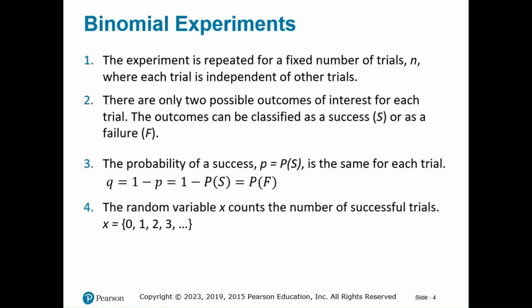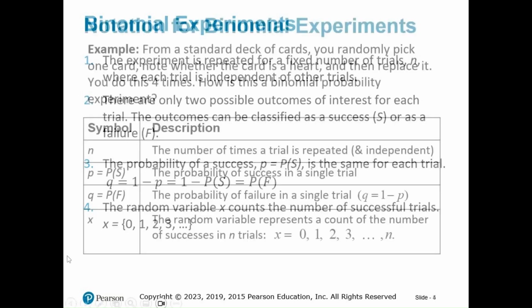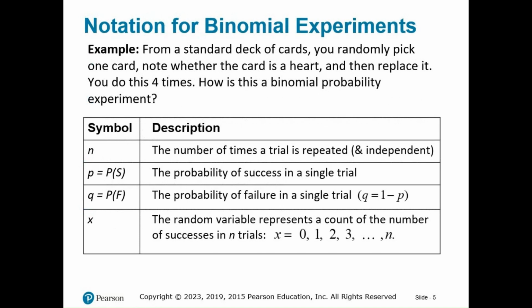Okay, let's do a quick example to give us some context. From a standard deck of cards, you randomly pick one card. You note whether the card is a heart, and then replace it. You do this 4 times. How is this a binomial experiment? Well, we need to go through the 4 conditions.